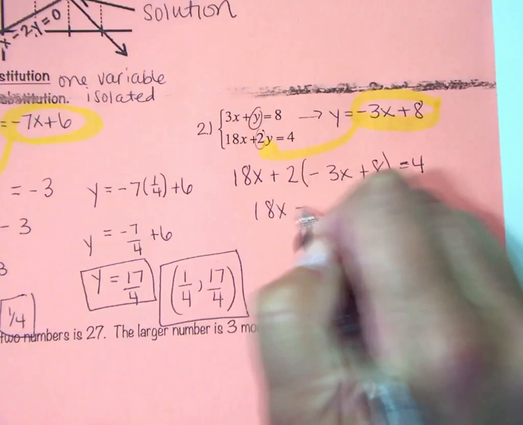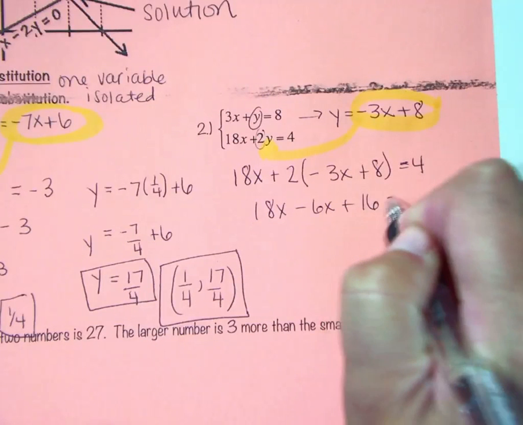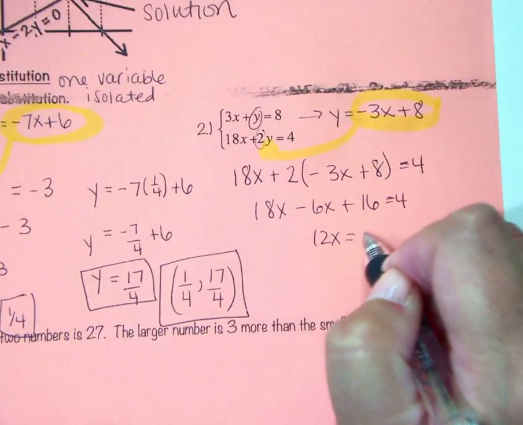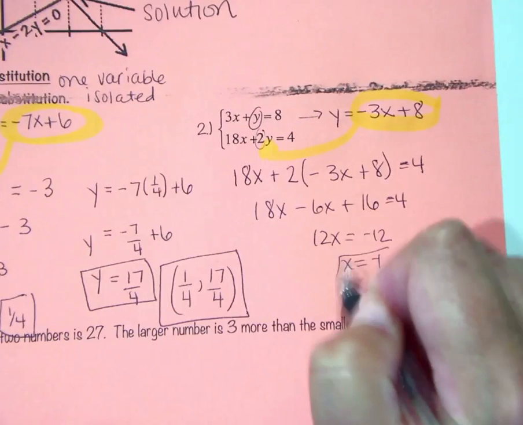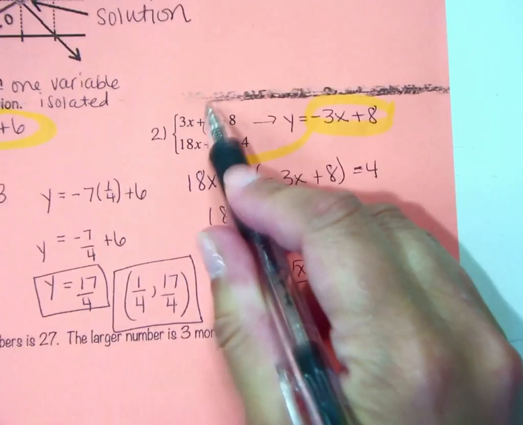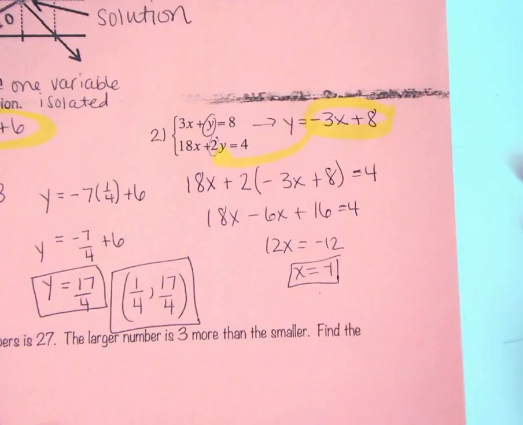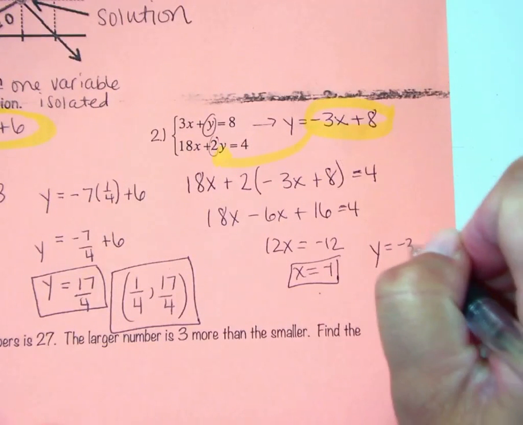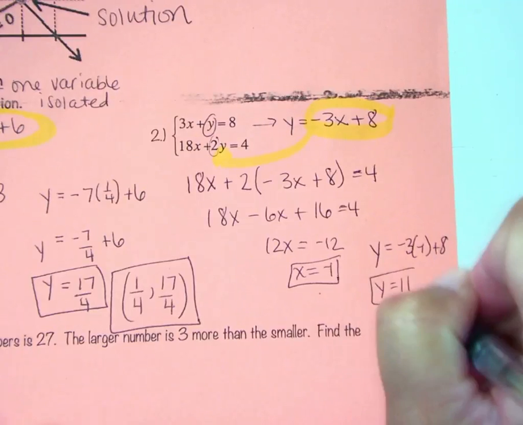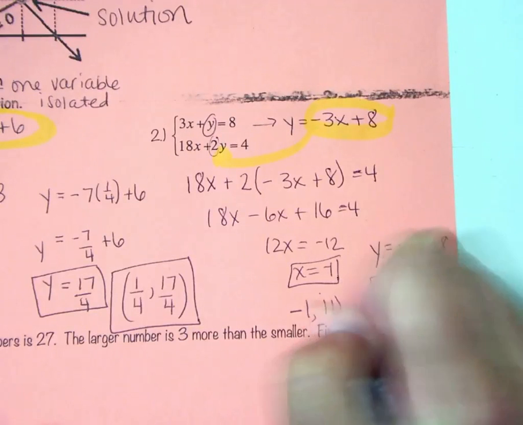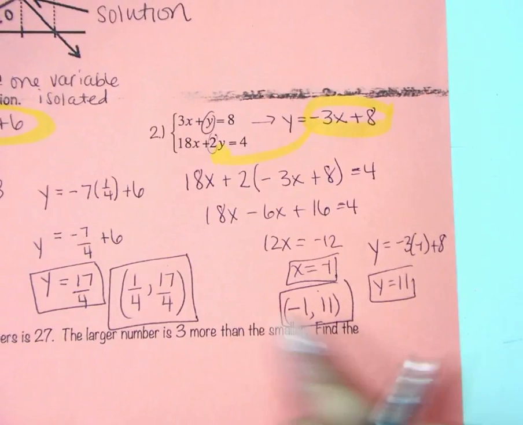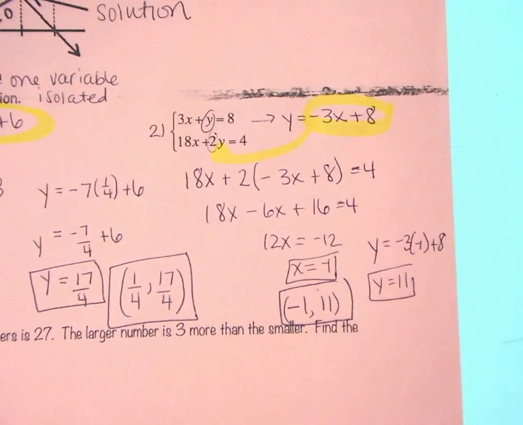So distribute the 2, and then combine like terms and solve. So I get 12x equals negative 12. So our x value should be negative 1, and then we can take that negative 1, again, substitute it back in any of the 3 equations that we have. And we should be getting that y equals 11. And then again, I do want you to understand, because this is where our lines cross, this is a point. We want to write that as a coordinate, okay?